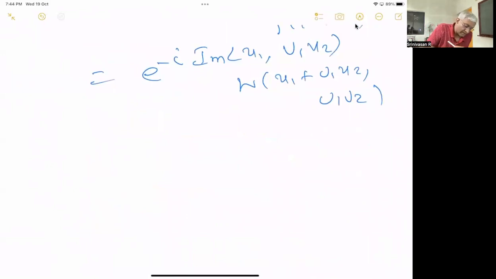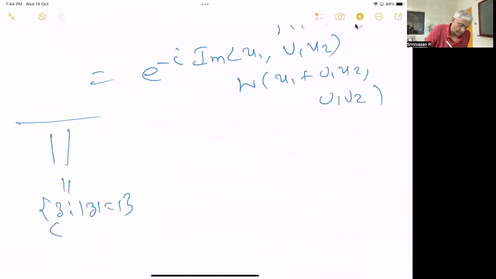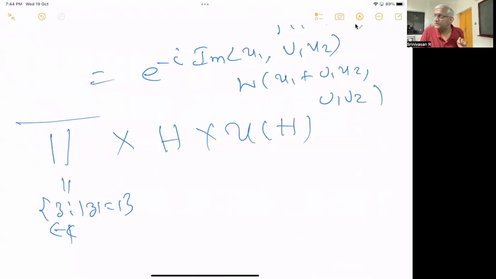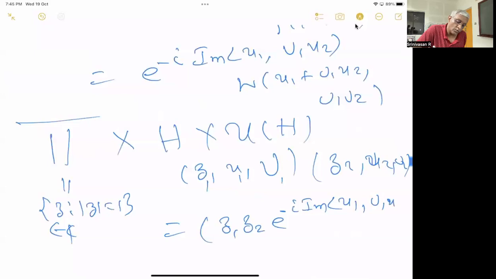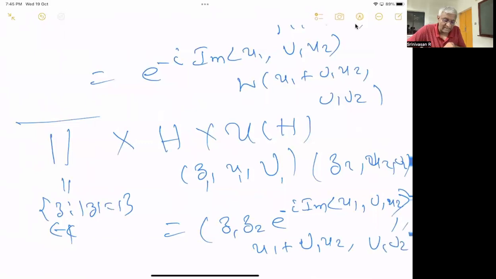What it gives is the following. If you have this circle, this is equal to all those z such that mod z equal to 1, complex numbers, cross unitary of H. Now we can define a new product on this, where z1, u1, U1 and z2, small u2, U2. The product is z1 times z2 times e power i imaginary part of u1, u2. This is the number. Then the second coordinate, the direct product is u1 plus U1 u2, U1, U2. If you only consider the second one, there is a semi-direct product.